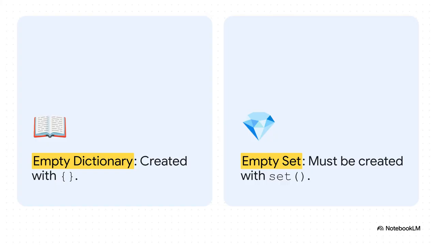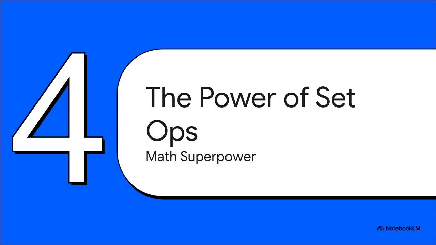Okay, now here's a classic trip-up for new Python programmers. Because both dictionaries and sets use those curly braces, you might think an empty pair of them creates an empty set, but it doesn't. It actually creates an empty dictionary. To make an empty set, you have to explicitly use the set function. Remember that one.